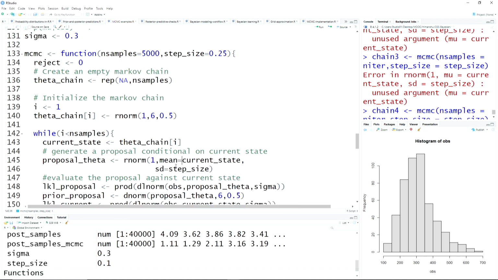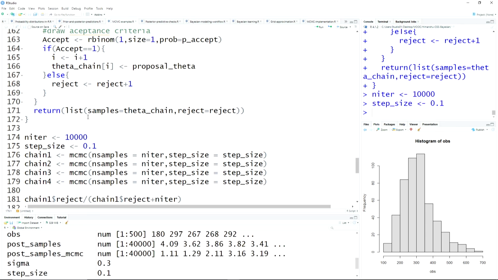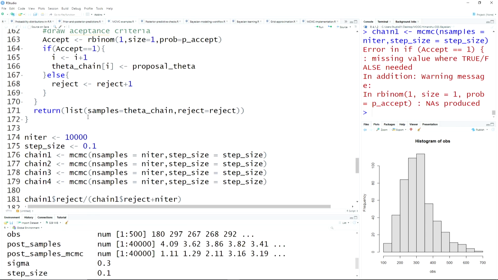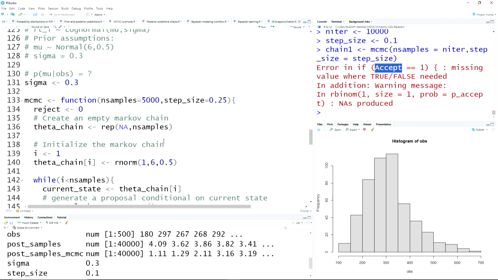Okay. Fine. Okay. So let us try it. So you see this error. So there is an error in this statement: if accept is equals to 1, missing value where TRUE/FALSE needed, right? So there is something wrong. So basically your accept is not 0 and 1. So that means the problem is coming in from calculating the probability of acceptance. You are not able to do that, and that means you are not able to calculate the Hastings ratio properly.